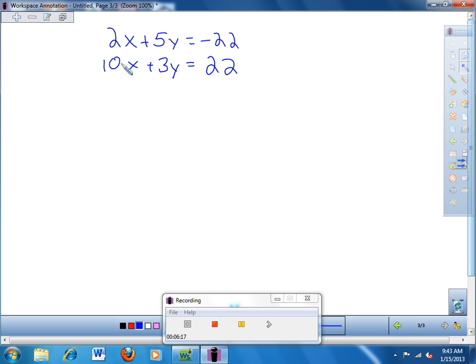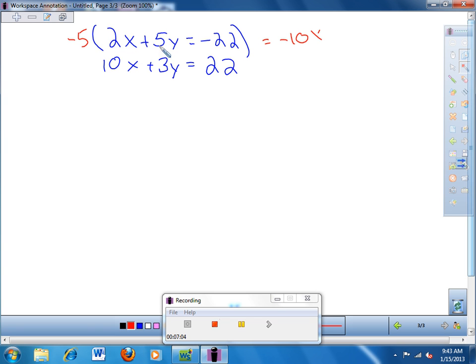So what I'm going to do is take this whole top equation, which I'm allowed to do, and multiply it not by 5, but by negative 5, because I want things to disappear when I add them. Good? So I'm going to multiply this entire equation by negative 5. And that turns this one into minus 10x.